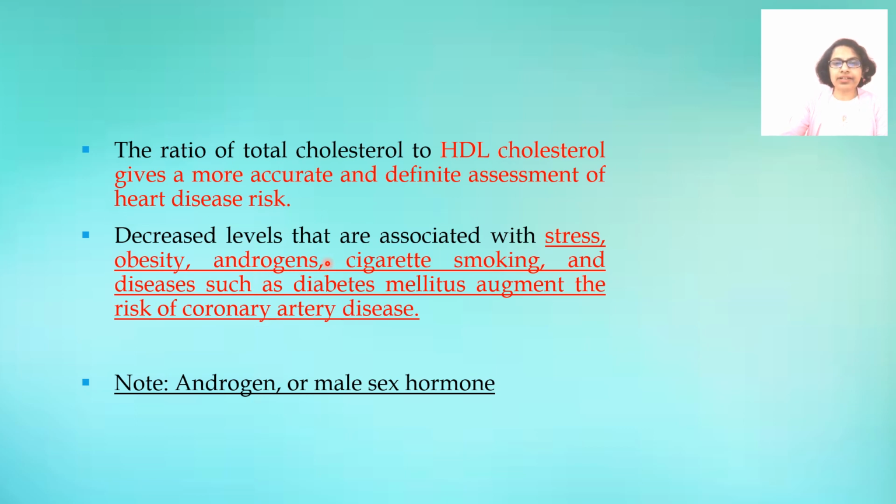So the decrease in HDL levels happens in cases of prolonged stress, obesity, androgens, the habit of cigarette smoking, and diseases like diabetes mellitus, which augment the risk of coronary artery diseases. So what do you mean by androgen? Androgens are the male sex hormones.